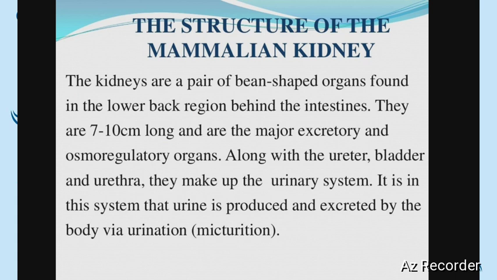How does the kidney do that? When the oxygen content in the body is very low, which is known as hypoxia, the kidney senses that and produces a hormone known as erythropoietin.